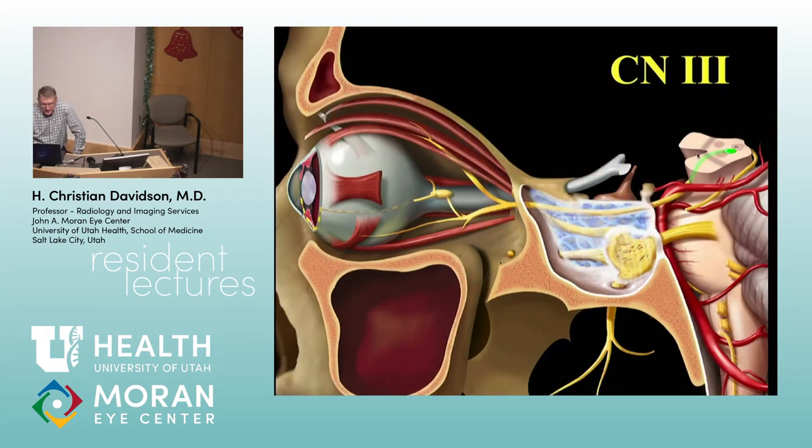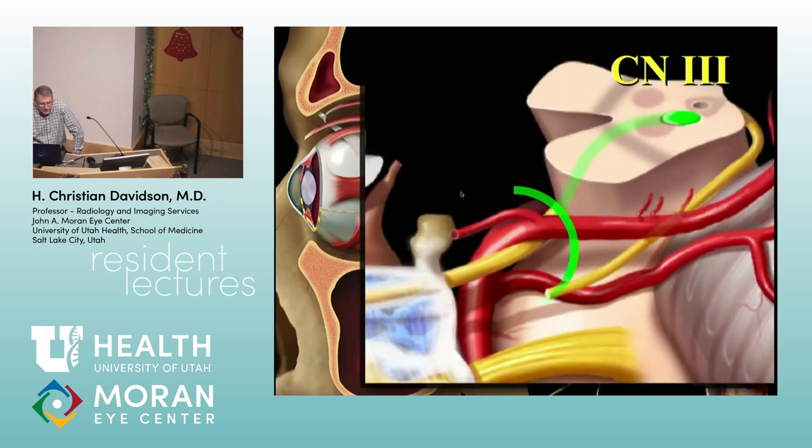Looking at this from the side, so here's your origin, the nucleus of three. It comes out, exits at the interpeduncular cistern, kind of dives down a little bit underneath the P1 segment of the PCA into the cavernous sinus and then into the superior orbital fissure and orbit. So remember that relationship right here of the nerve to these vessels. This is how you get aneurysms that can affect it right there. It's kind of caught in this little pocket of the vessels right there. You notice that the four is also close by, but it's not quite as kind of trapped by that.